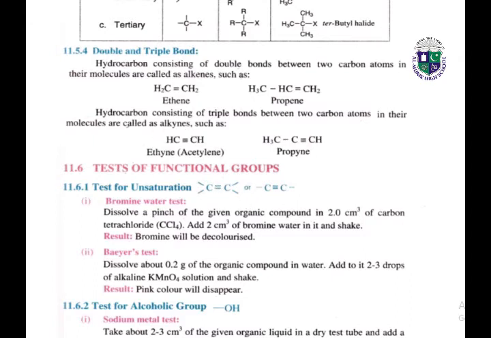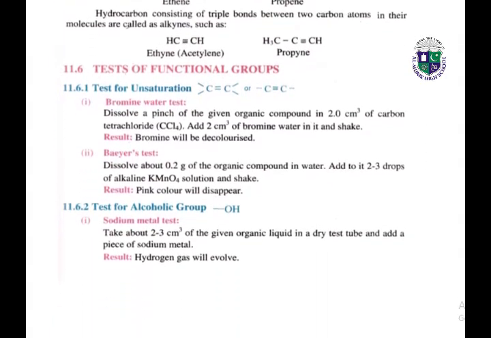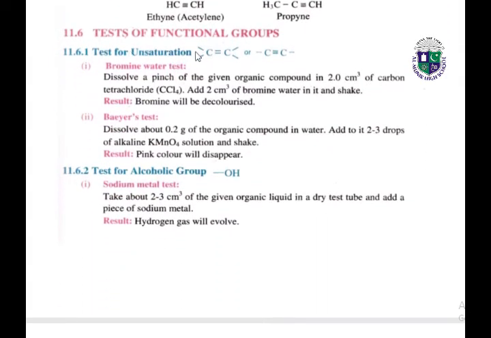Next we have some tests for the functional groups. Test for unsaturation, number 1: the bromine water test. Dissolve a pinch of the given organic compound in 2.0 cm³ of carbon tetrachloride. Add 2 cm³ of bromine water to it and shake.